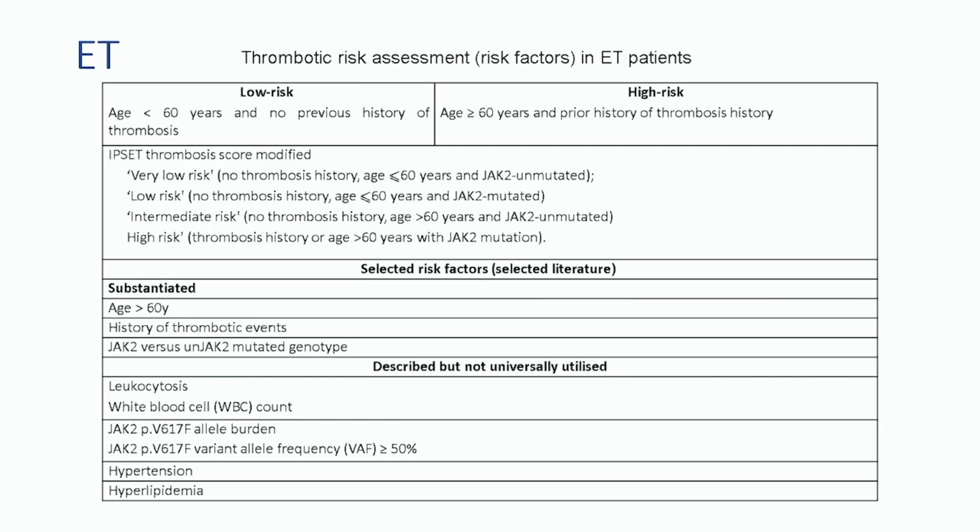Also, if the patient is high risk, with age of more than 60 or a history of thrombosis, then the patient is high-risk ET. Very important are the age, history of thrombotic events, and JAK2-mutated versus non-JAK2-mutated genotype as substantial risk factors for developing thrombosis in these patients.